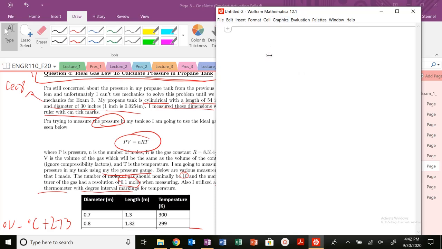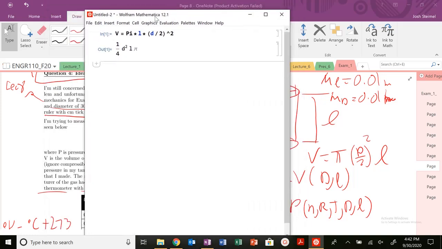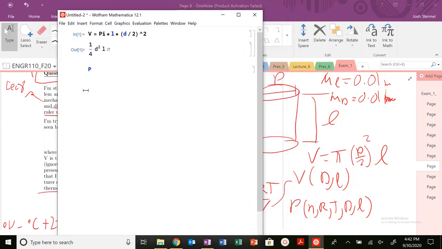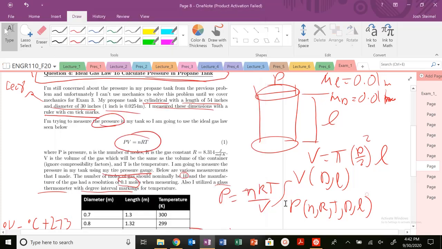So my volume, V, equals basically pi times L times (d divided by 2) squared. So let's double check that. Let's just record some values here. So I know my uncertainty, I know my pressure is equal to N times R times T divided by V. So that's just nRT divided by V. So now we have pressure as a function of N, R, T, L, and D, just like we wrote there.